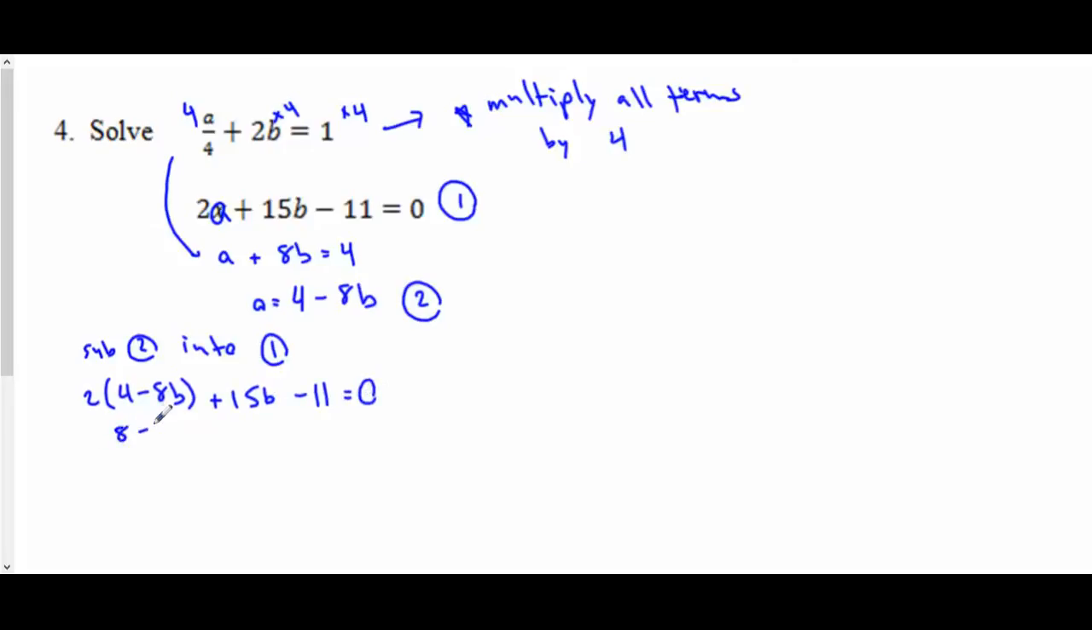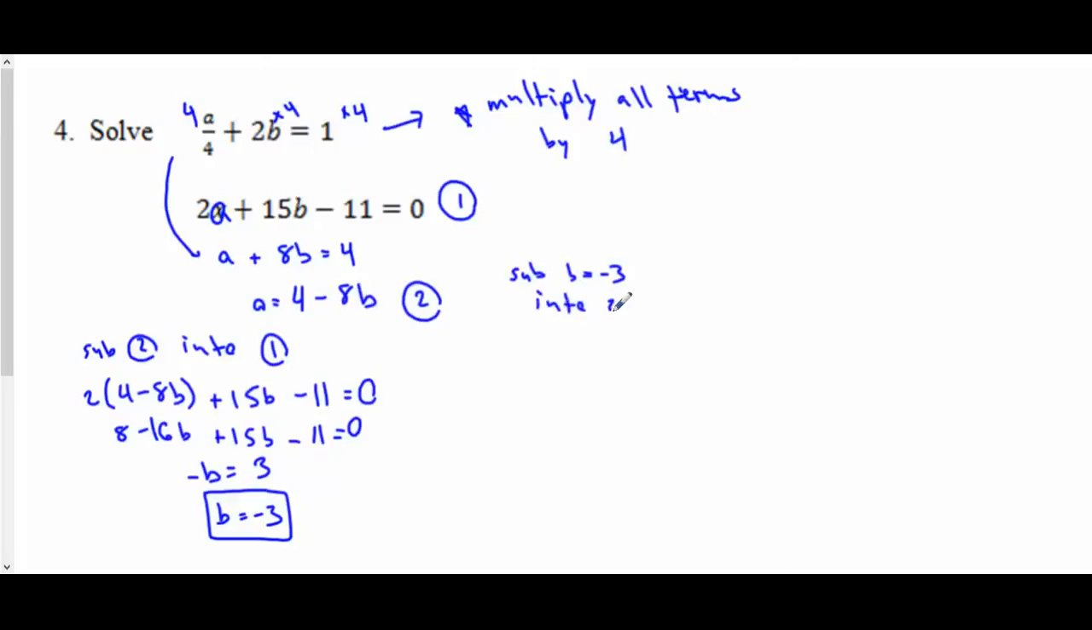We can expand that. So we were left with negative 11 equals 0, I guess, and if I move the numbers to the other side, I have 3, or b equals negative 3. The question is only half over now. I need to find a. So sub b equals negative 3 into equation 2.